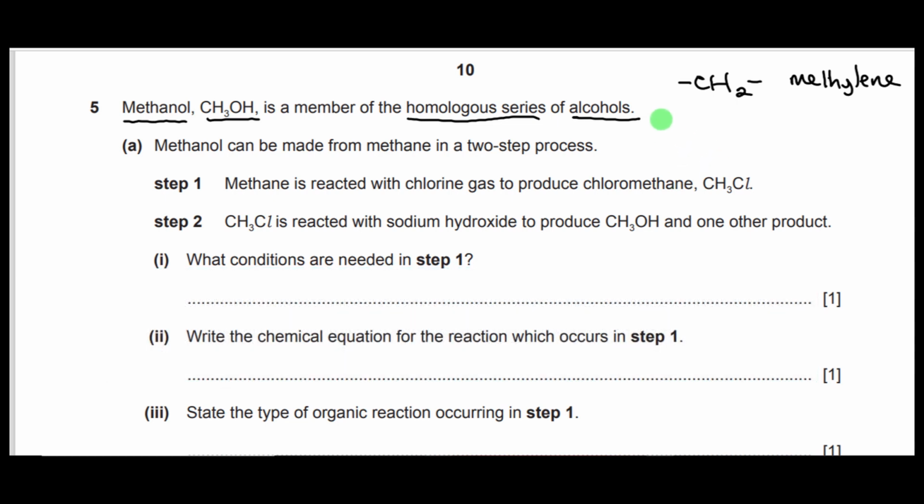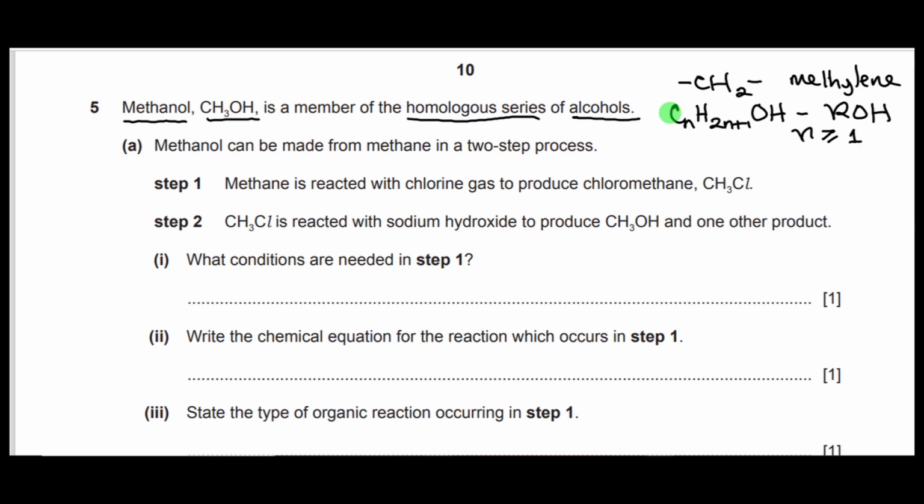Now, the homologous series we are talking about is the alcohols, and the alcohols have the general formula CnH2n+1OH, which is one of the characteristics of a homologous series. That's ROH, where n is greater than or equal to 1.